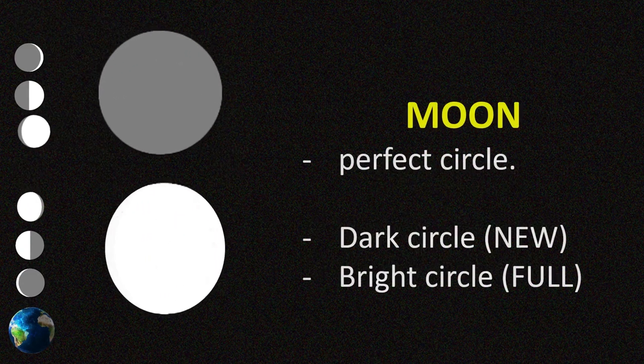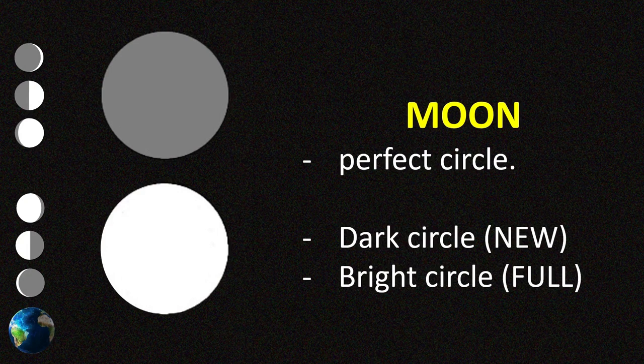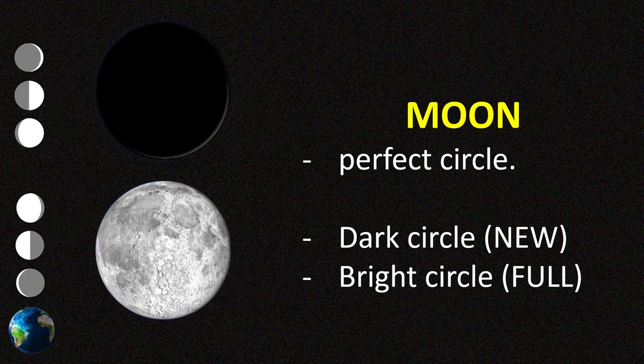And finally, if the moon appears like a perfect circle, these are the moons. Dark circle is the new moon. The beautifully bright circle is the full moon.